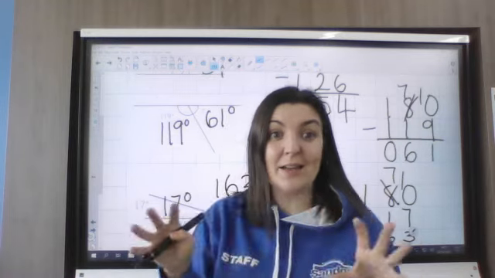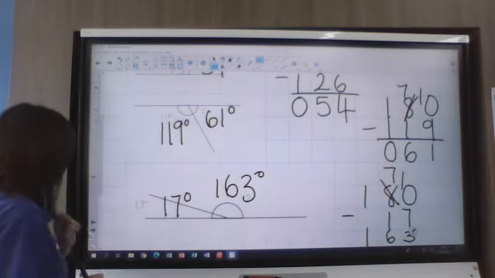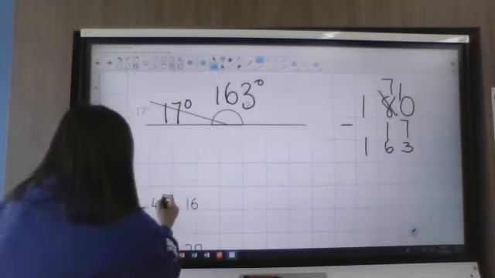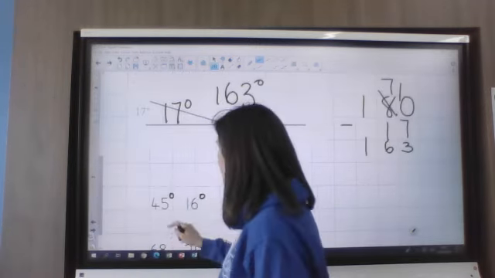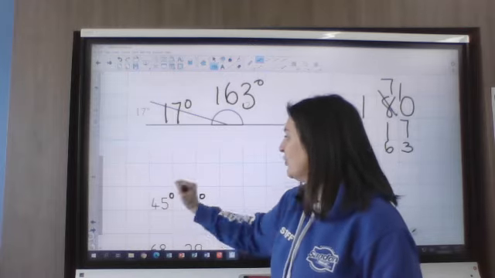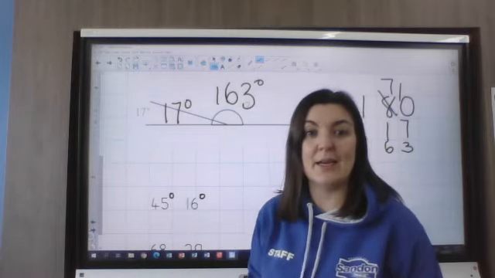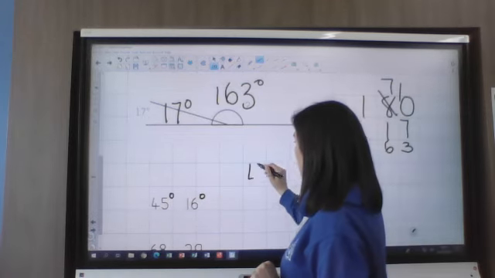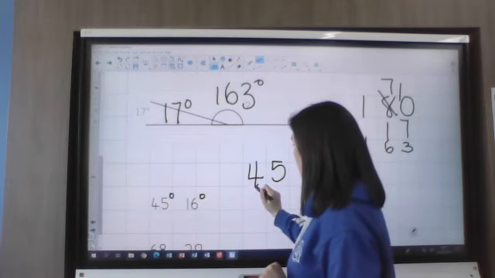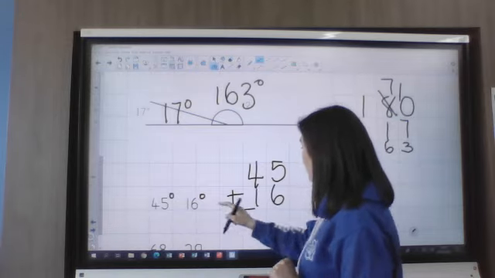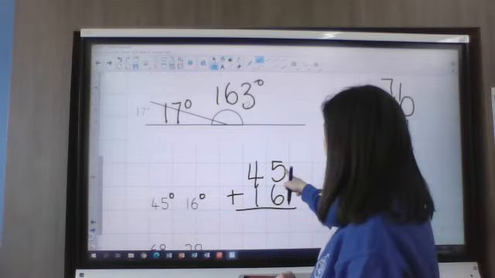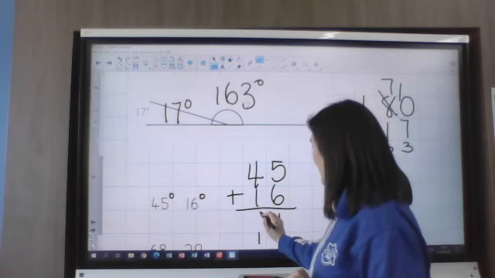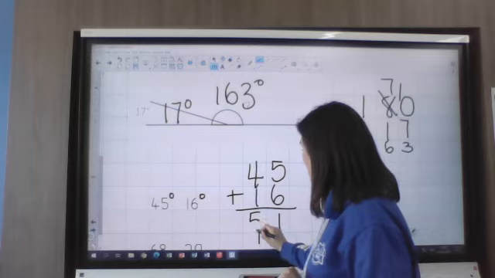Okay, so that is angles on a straight line. You might also see, when you get asked about angles on a straight line, that you've got two of the values. So if you've got one angle 45 degrees, one angle 16, what's the missing one? You would add them together, just like we did before. So 5 add 6 is 11, 4 add 1 is 6.